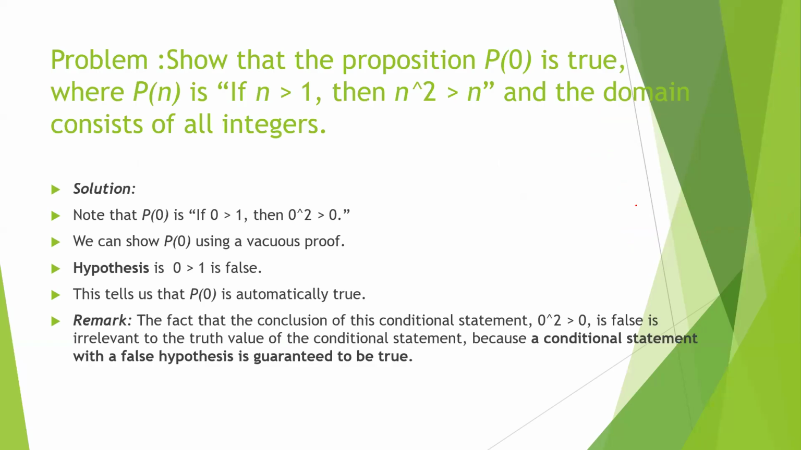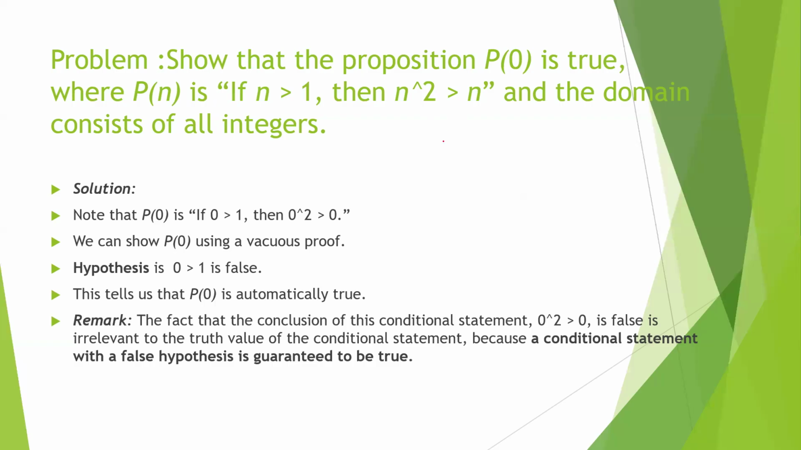Now a problem related to vacuous proof. Show that the proposition P(0) is true, where P(n) is: if n is greater than 1, then n squared is greater than n, and the domain consists of all the integers. Note that what we have to show is that the proposition P(0) is true.